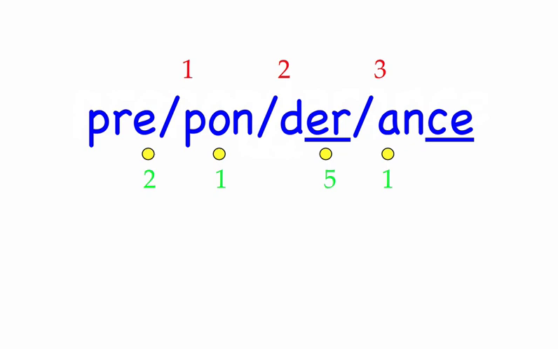Obsequious. 4 syllables. First syllable ob, 2 sounds. A, b. C, 2 sounds. S, e. Qui, 3 sounds. First 2 sounds. Qua, I. Us, 2 sounds. S.